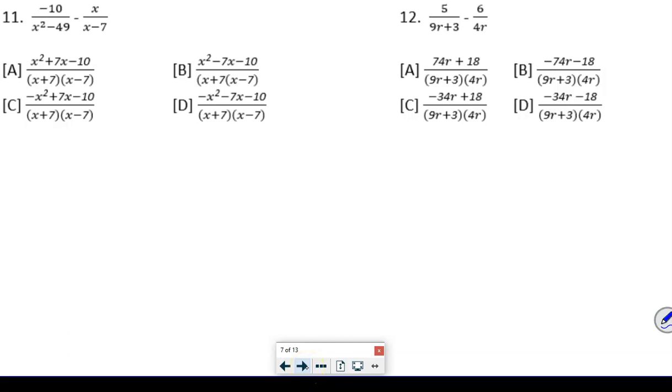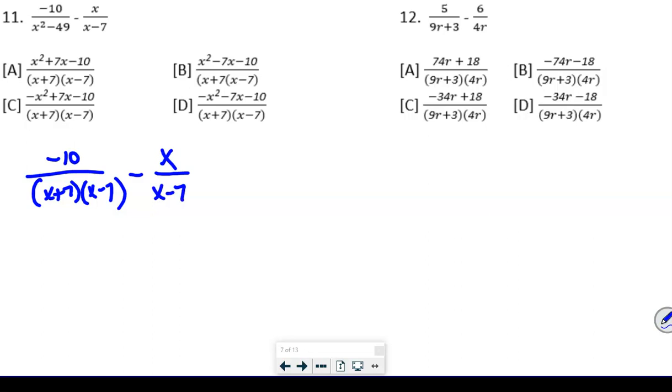Again, we're going to try to get a common denominator here because we're subtracting. Okay, guys? So when we're adding or subtracting, we've got to get a common denominator. So we got our negative 10. We're going to go ahead and factor this: x plus 7, x minus 7. And then we're going to subtract from that x over x minus 7.